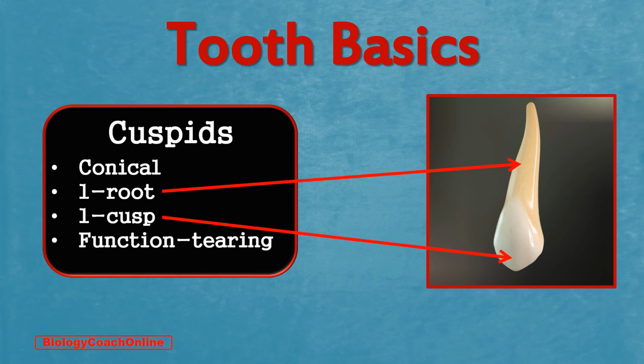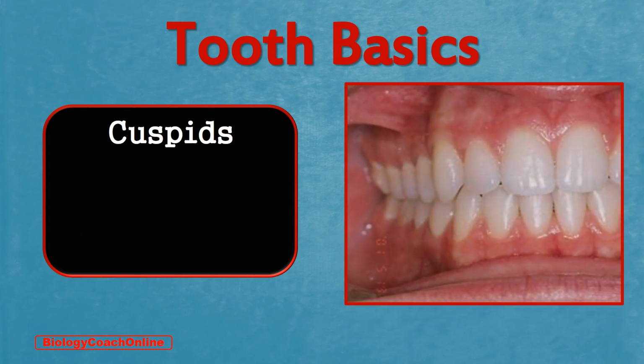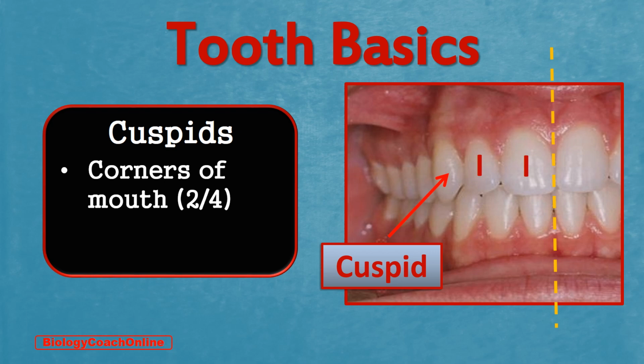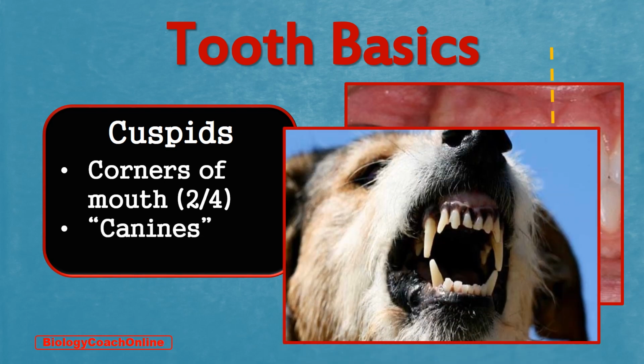Now your cuspids are located at the corners of your mouth. So here is the midline, here is the central incisor, here is the lateral incisor, and here is the cuspid. So there are 2 cuspids per dental arch, and there are 4 cuspids in the adult dentition. Now cuspids are sometimes referred to as canines, as they are analogous to the very prominent teeth with similar function that you see on this growling dog.